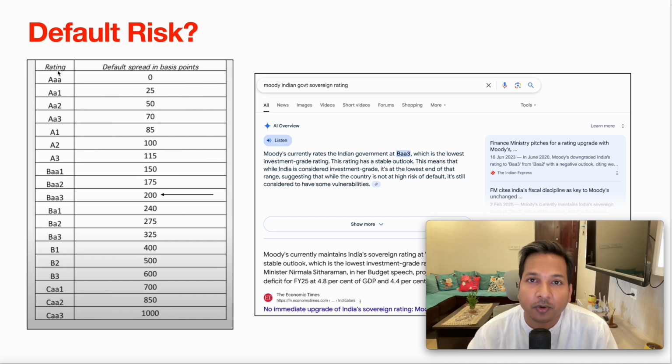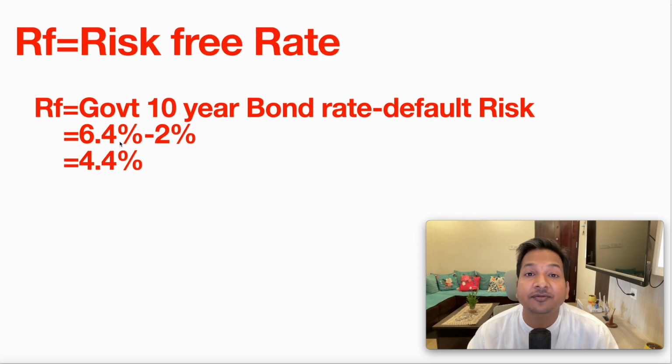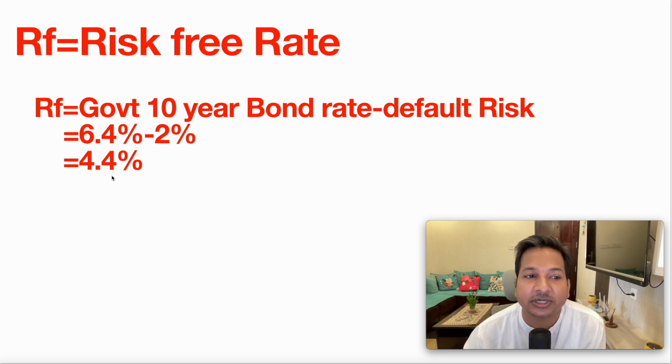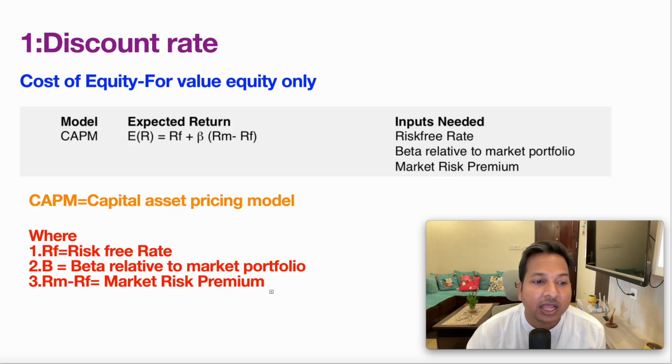These ratings are provided by Moody's and S&P. These are the rating agencies. For India, if you see, the Indian government currently has a Baa3 rating, which corresponds to 200 basis points, meaning 2%. This is called the default spread. Now when you decrease the 2% from 6.4%, the number comes to 4.4%. This is your risk-free rate, 4.4%. Now you got the first number, the risk-free rate.